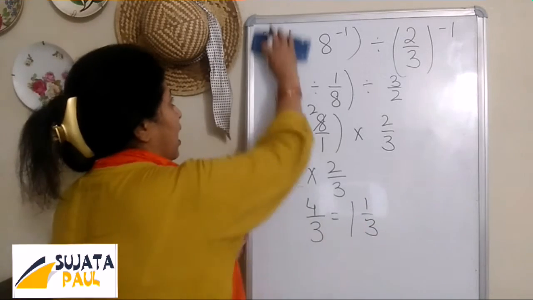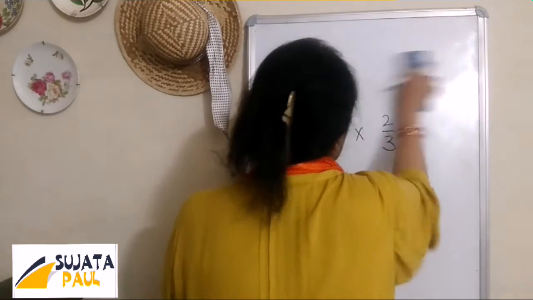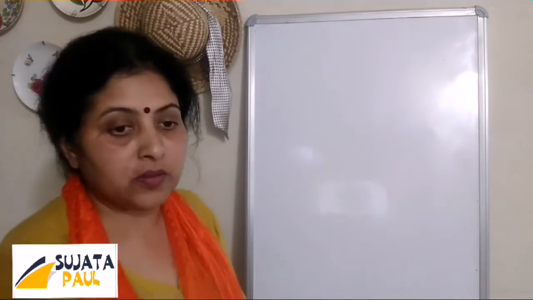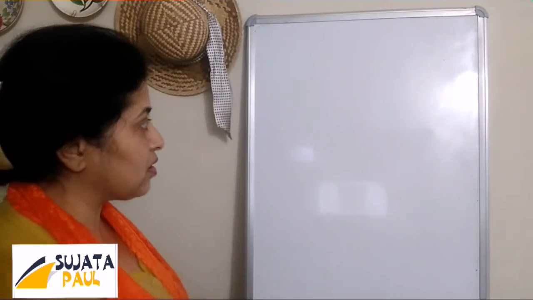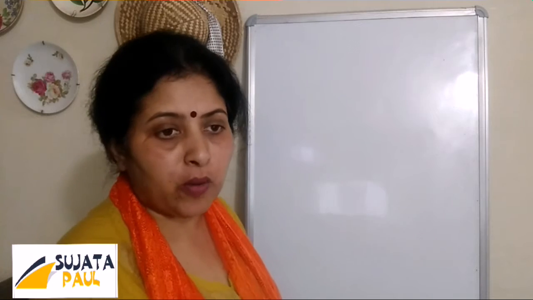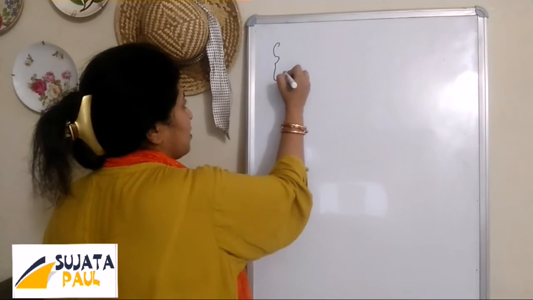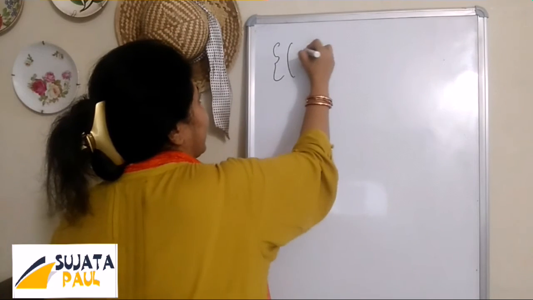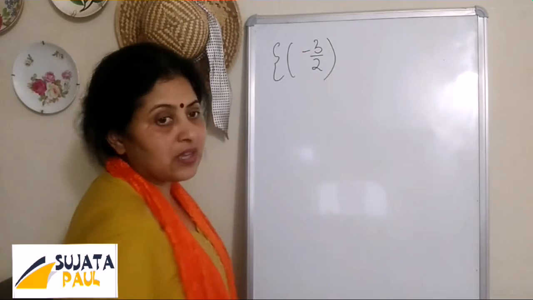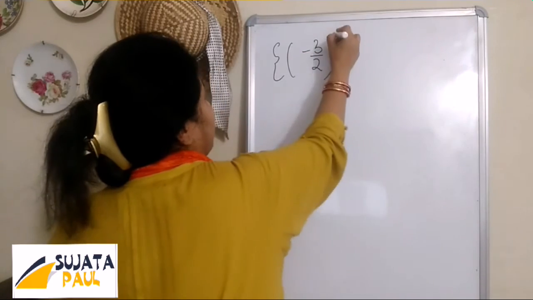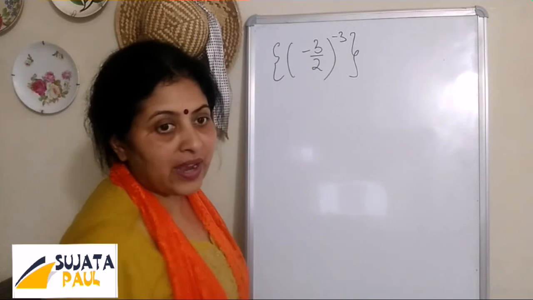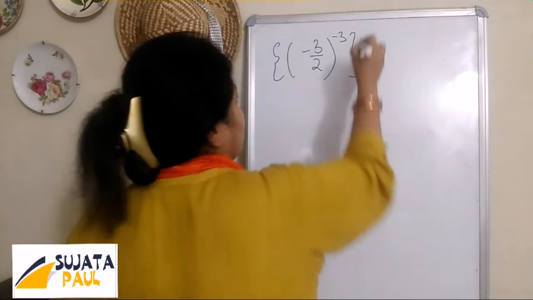Is that clear? I hope this lesson has helped you, and the problems that you might not have been understanding are now completely clear to you. I am going to take one more problem in this part only, and that is again from your book, and this is curly bracket, simple bracket, minus 3 by 2, close simple bracket, raised to the power of minus 3, curly bracket, raised to the power of 2.